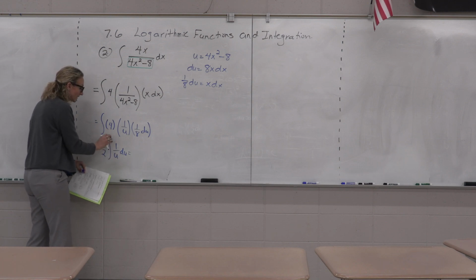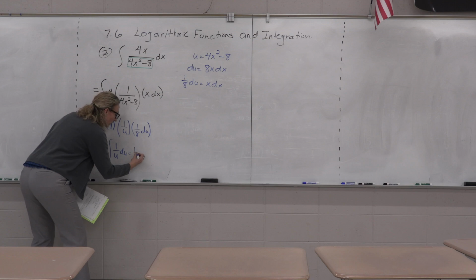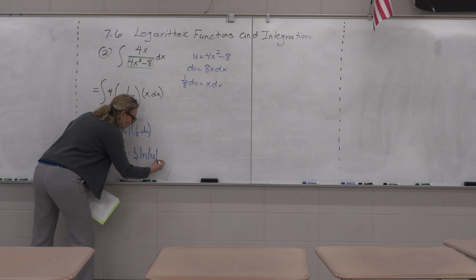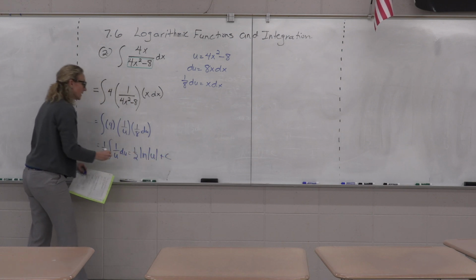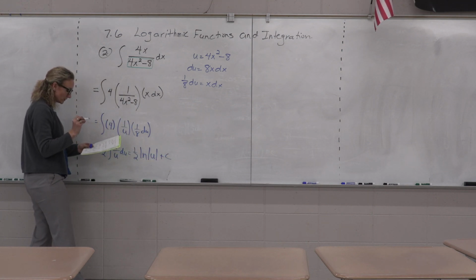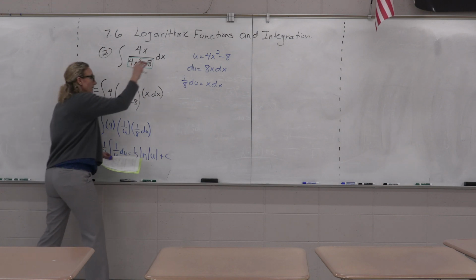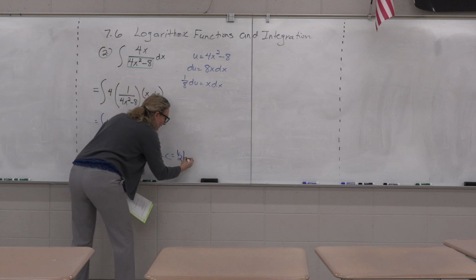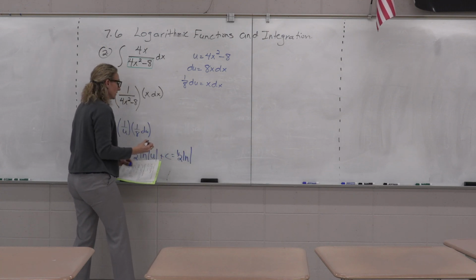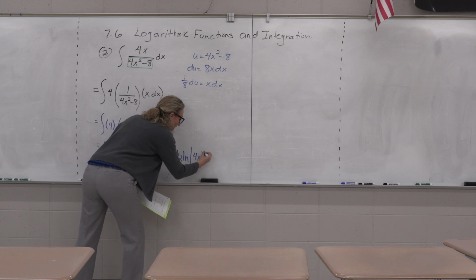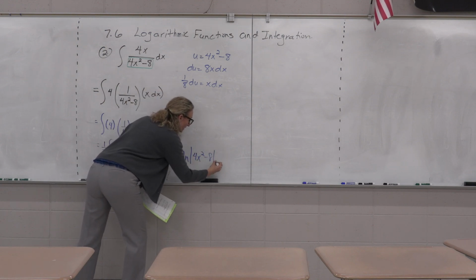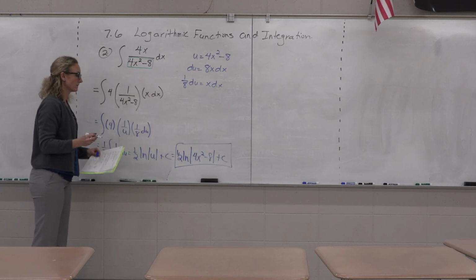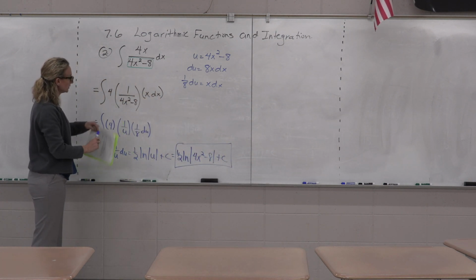That is a rule on the green sheet. 1/2 times the natural log absolute value of u plus c. As soon as you take the antiderivative, it's plus c. And then you fill the u quantity back in. 1/2 times the natural log, the absolute value of 4x squared minus 8 plus c. Okay, there's number 2.